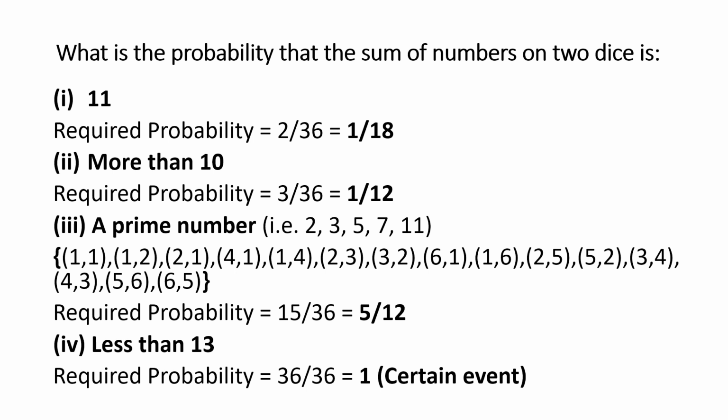Fourth case, the sum of numbers on two dice is less than 13. Correct? Less than 13, it is a certain event. The sum will definitely be less than 13 because maximum is 6 and 6 on both dice, which gives the sum of 12. So this is a certain event. 36 upon 36 is equal to 1.